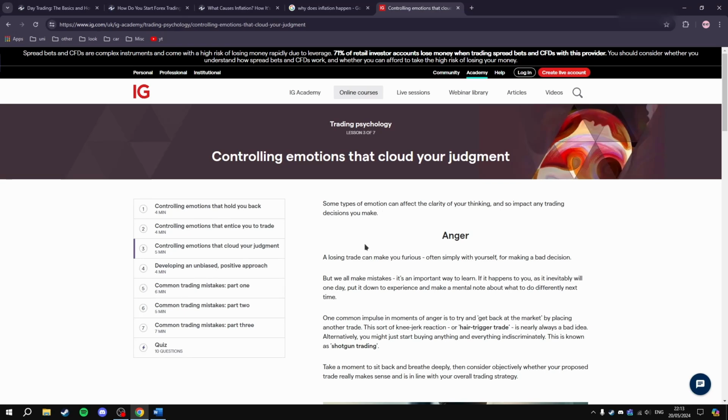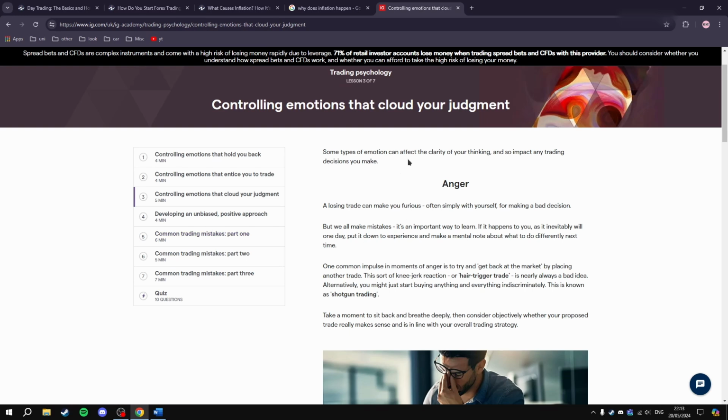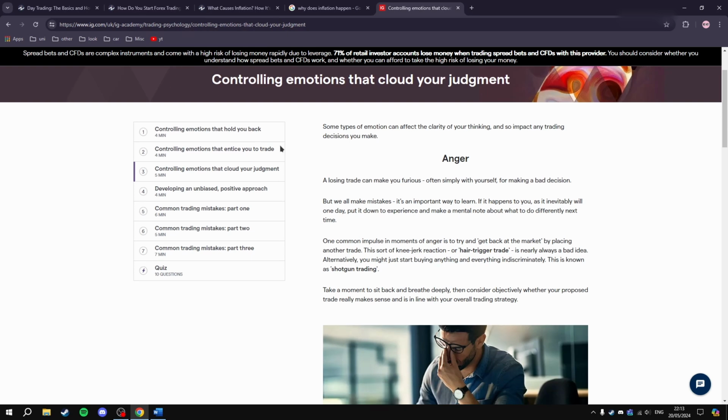Some types of emotion can affect the clarity of your thinking and so impact any trading decisions you make. Anger. A losing trade can make you furious, often simply with yourself for making a bad decision. But we all make mistakes. It's an important way to learn. If it happens to you, as it inevitably will one day, put it down to experience and make a mental note about what to do differently next time.